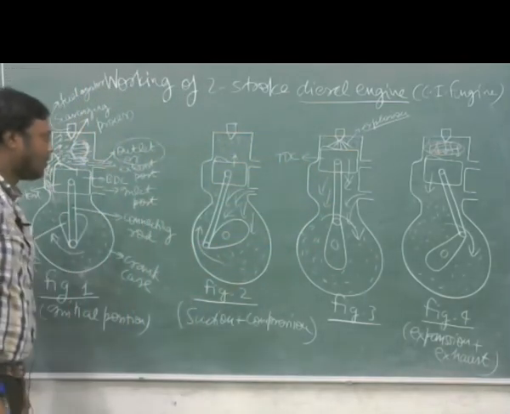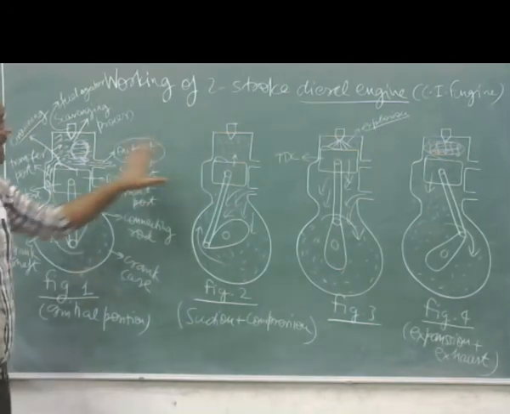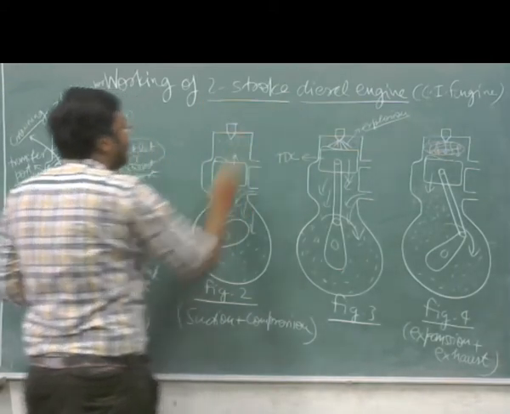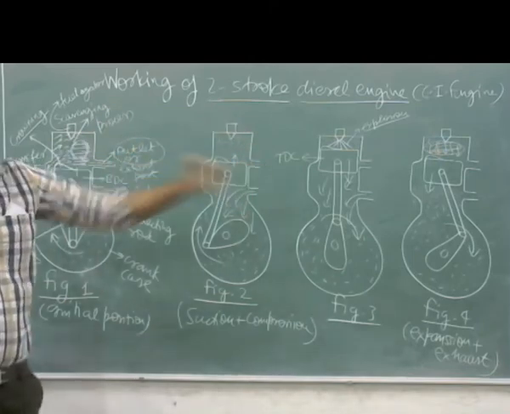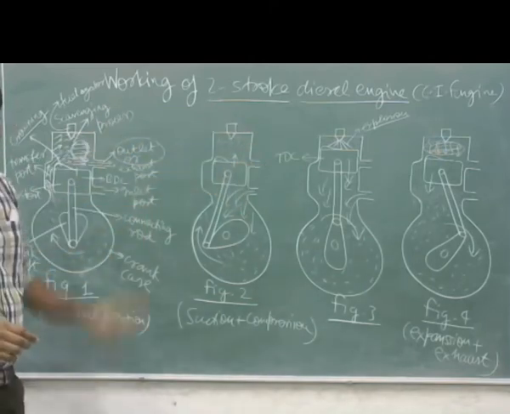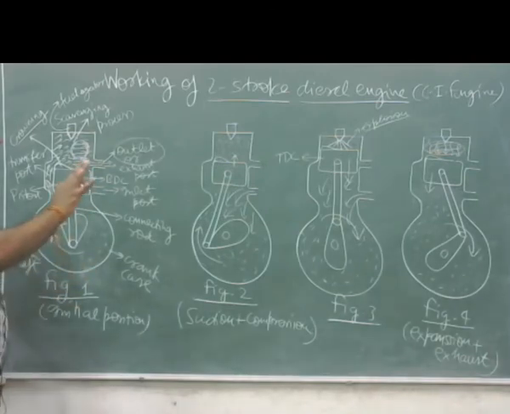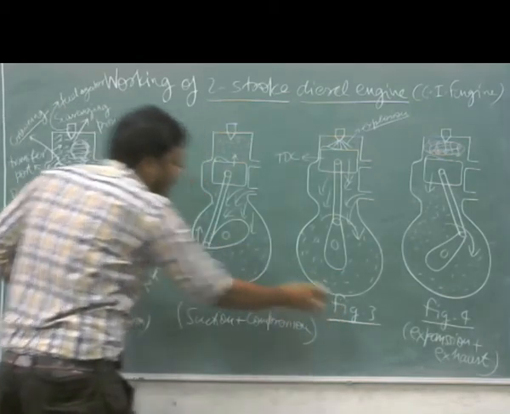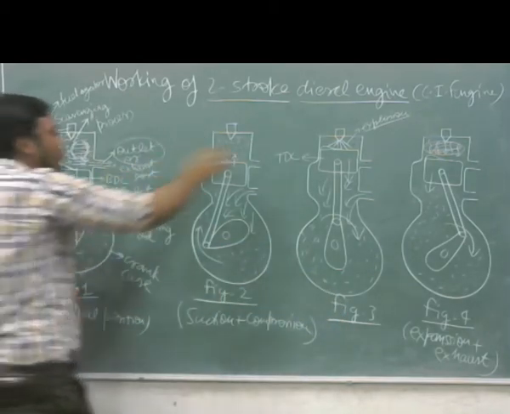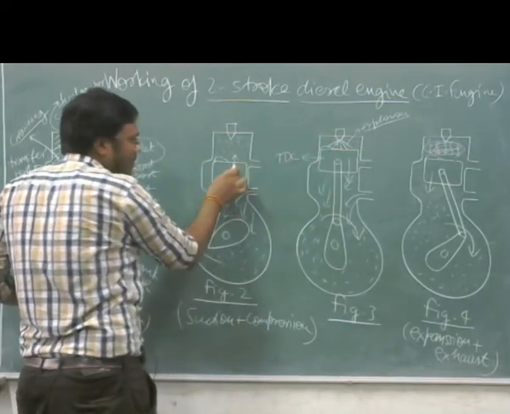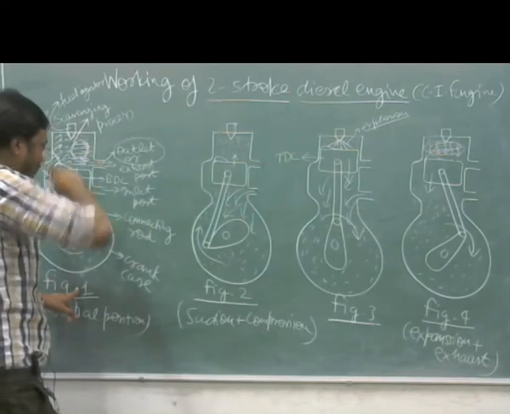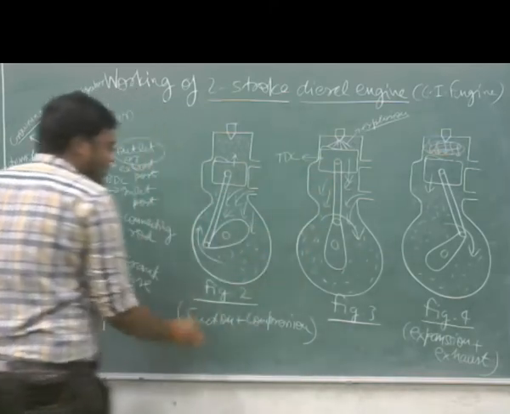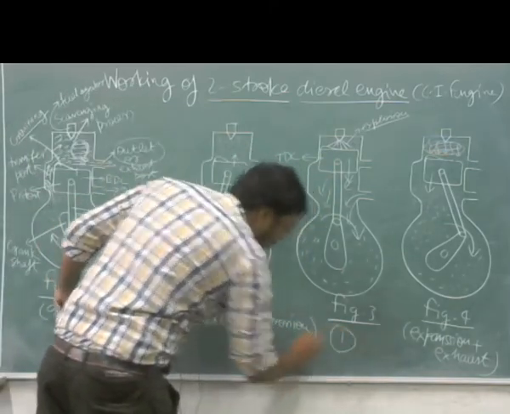So now from all these diagrams we can understand why it is known as two-stroke. Because in the whole working cycle we can see that there are only two strokes of the piston. The first stroke we can see from figure 1, when the piston is at BDC, to figure 3, when the piston is moving from BDC to TDC. This is the midway position. So from figure 1 to figure 3, when the piston goes from BDC to TDC, this is the first stroke.